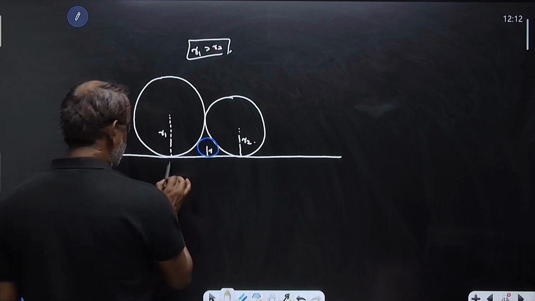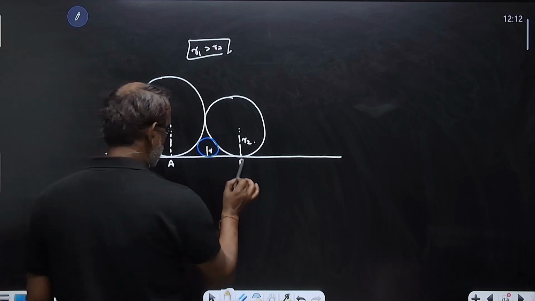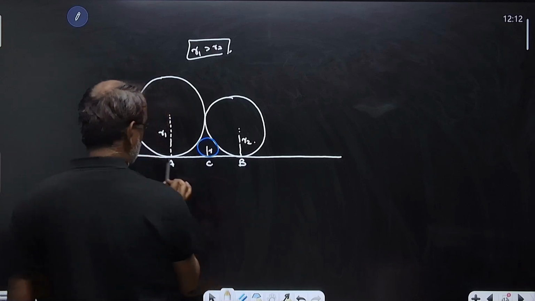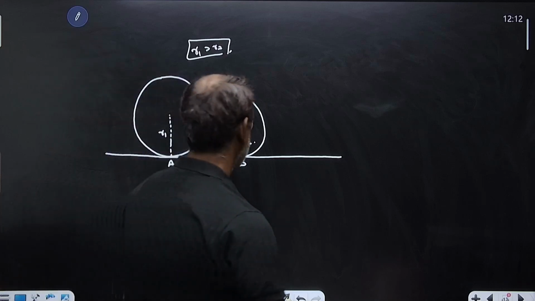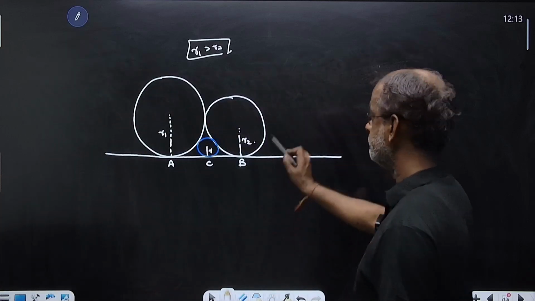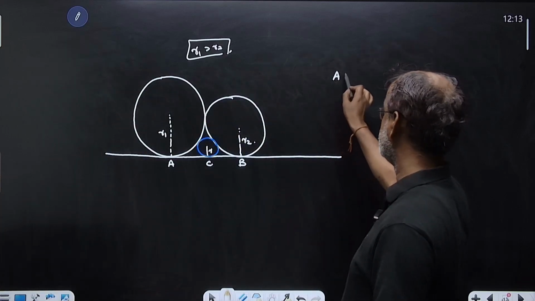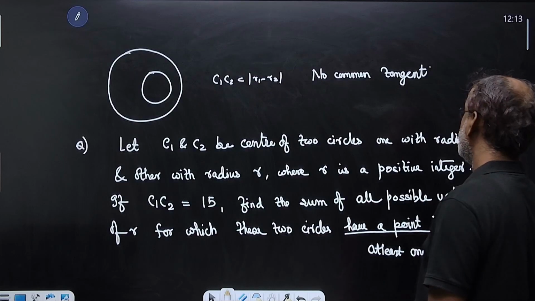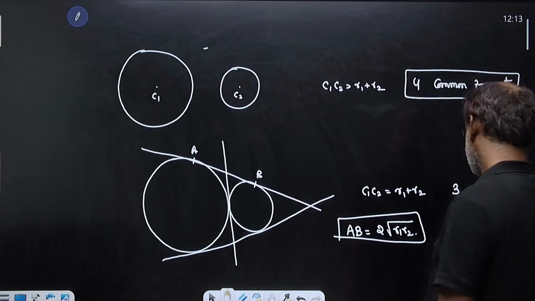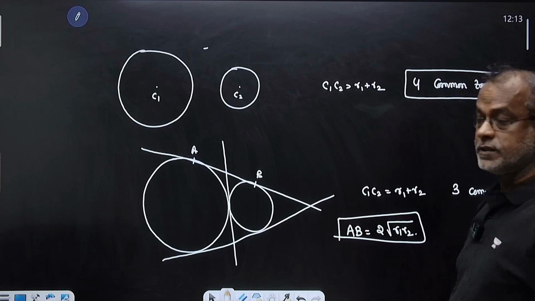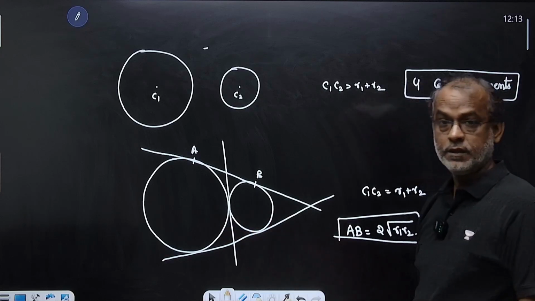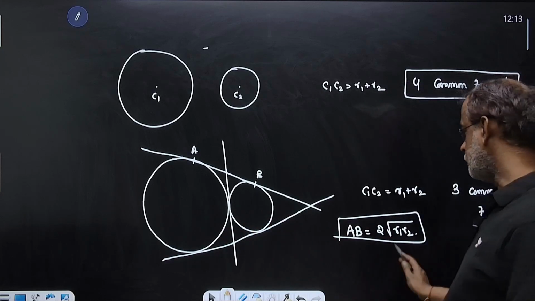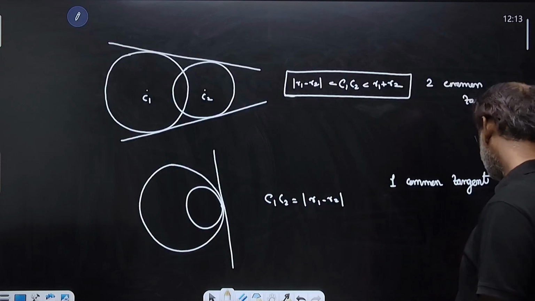So I think the direct common tangent notion can be used. What is the length AC? We have just seen that when the circles touch each other externally, the length of the direct common tangent is 2 root R1 R2.